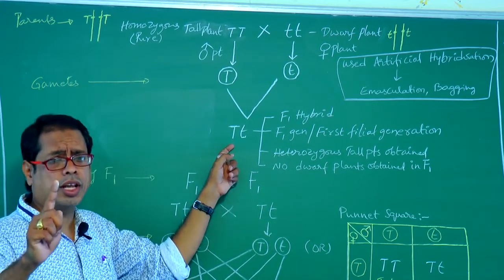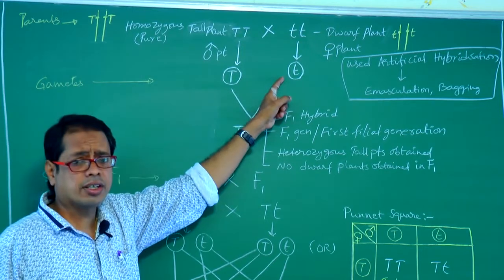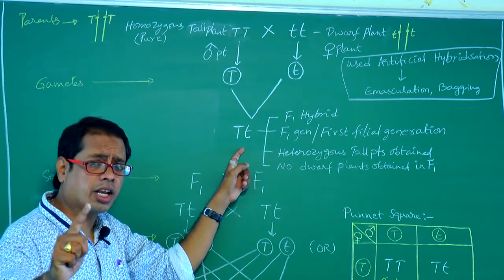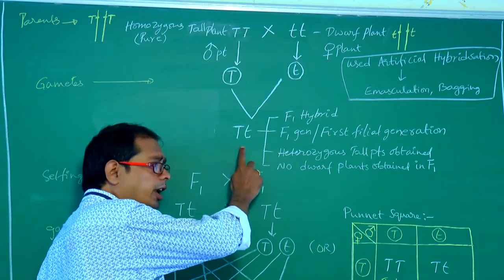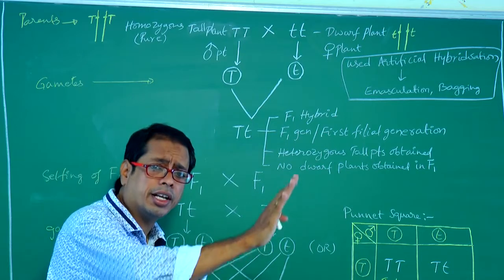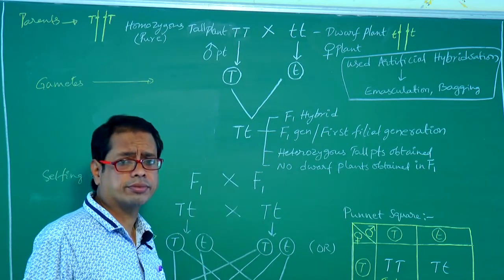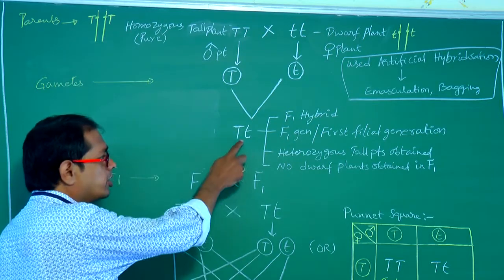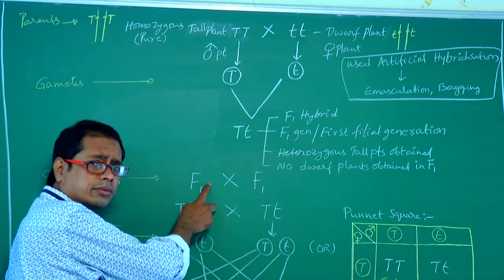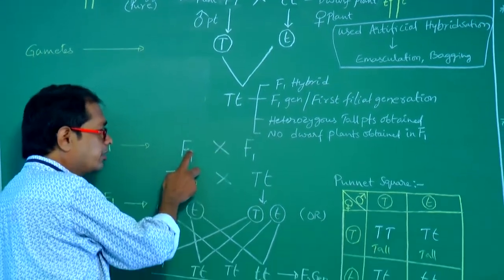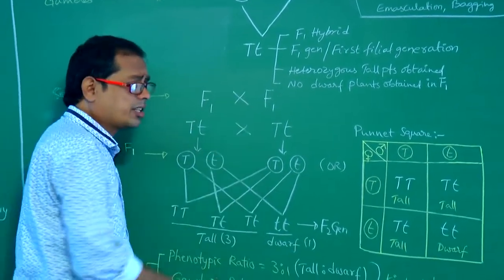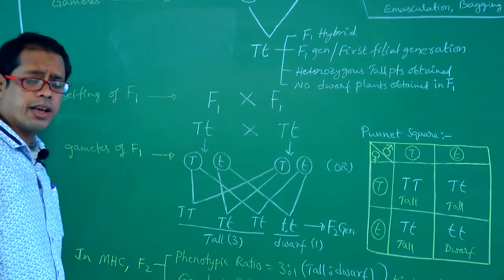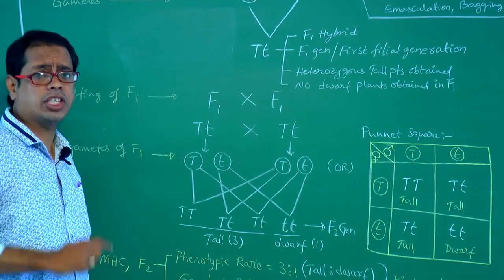Try to remember, my dear students. These are the parents and the obtained generation is called F1 generation. In F1 generation all tall plants are obtained. Dwarf plants are not obtained in F1 generation. Right. So this is F1, the F1 hybrid. F1 is crossed with F1. That is selfing of F1. That is, F1 is self crossed with each other.